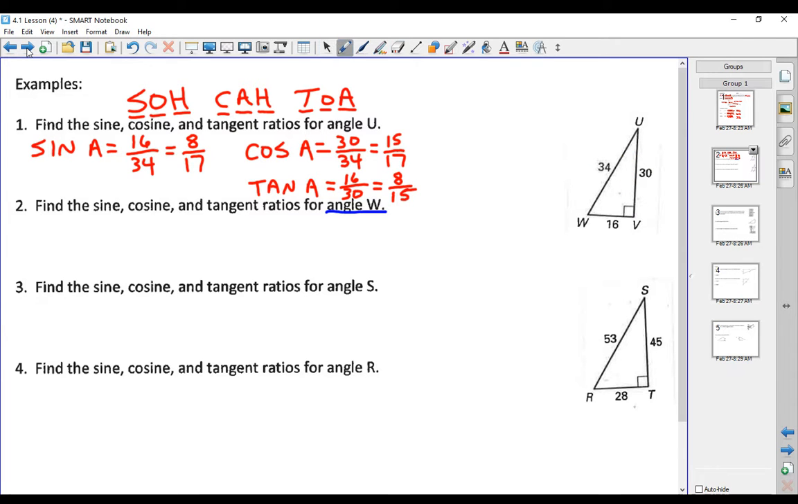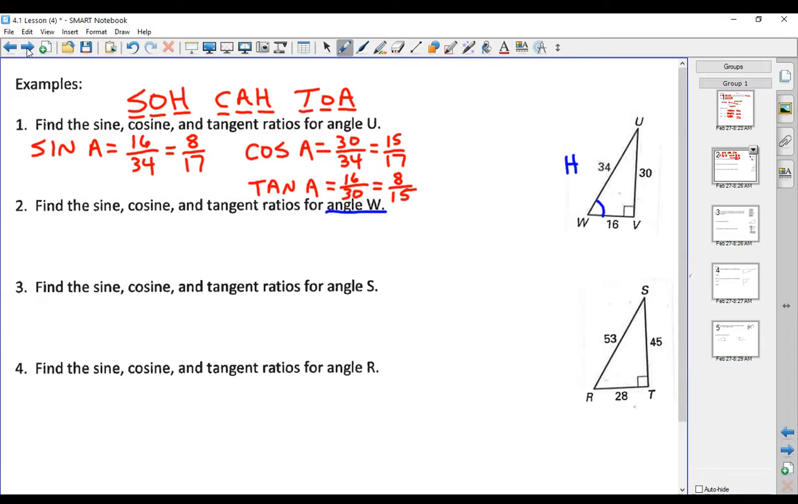Angle W is this angle right here. And the hypotenuse, if you'll remember, always stays the same. It's always the side across from the right angle. Always the side across from the right angle. So the hypotenuse will never change.